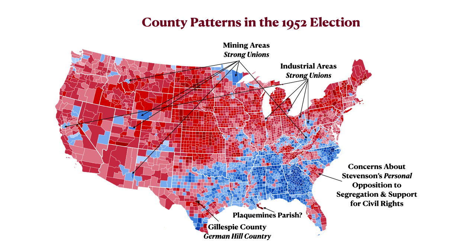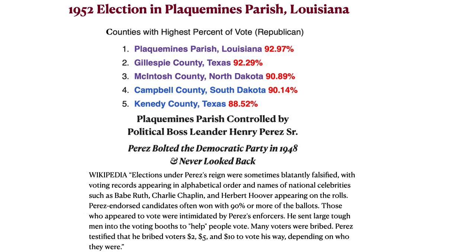I've also noted the German Hill Country in Texas. I've talked about that many times, and that strongly Republican voting pattern. And then one parish, as counties are known in Louisiana, in far southern Louisiana, which is very interesting because it had the highest percentage of the vote for the Republican candidate, Dwight Eisenhower, 93%. Why is it? Well, it was essentially controlled by a political boss, Leander Henry Perez, who had been a Democrat, but bolted in 1948 over concern with Harry Truman and his desegregation of the U.S. military and other ideas he had about reducing racial policies in the South.